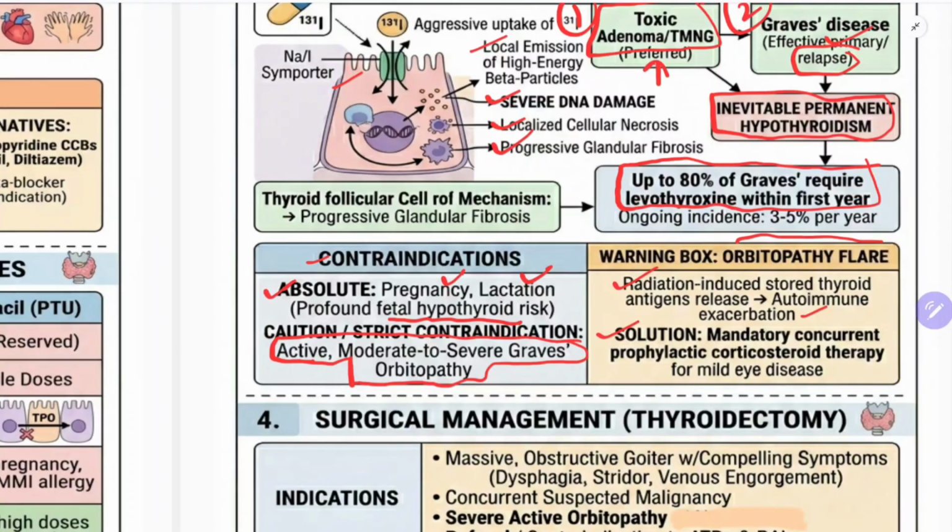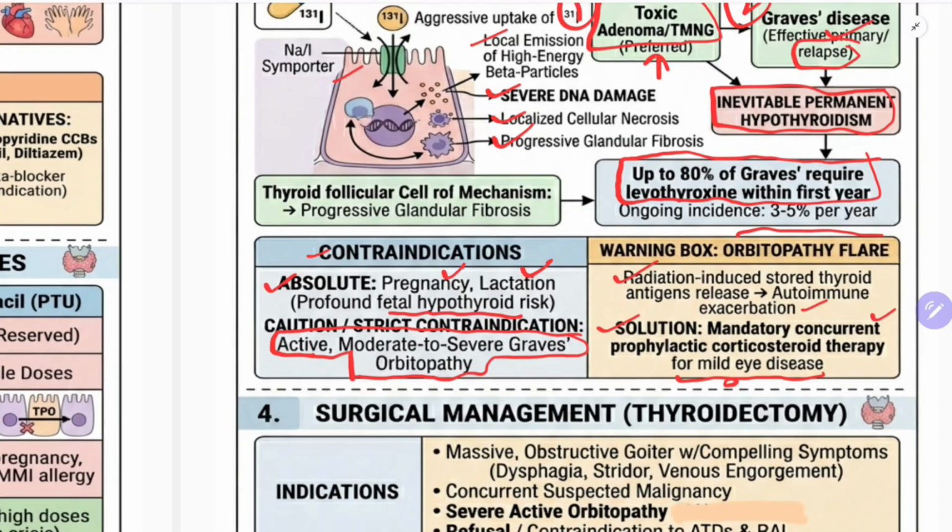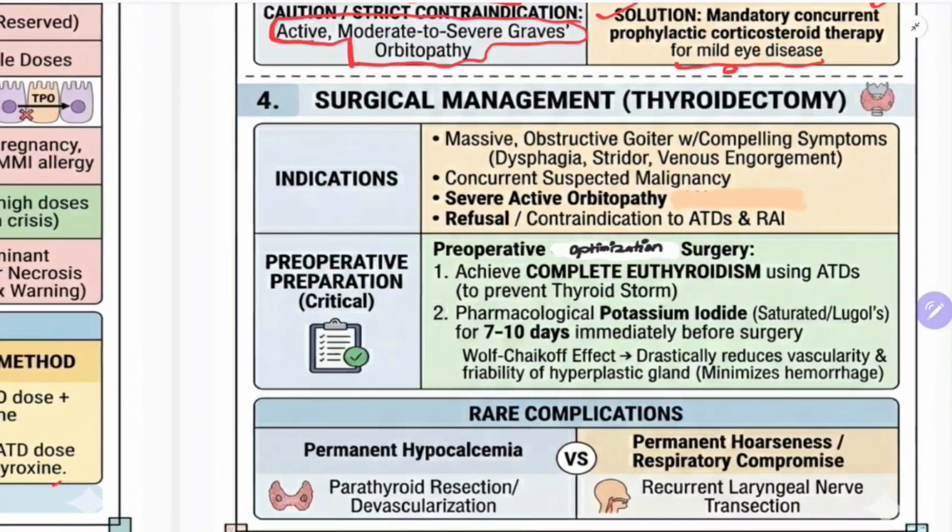For mild eye disease, one can plan for radioactive iodine therapy, provided the patient is mandatorily given concurrent prophylactic corticosteroid therapy, pulse therapy in the form of methylprednisolone 500 mg once daily for 3 days, like that. In mild eye disease, I am saying mild eye disease, along with glucocorticoids, one can undergo radioactive iodine therapy. But in case of active, moderate to severe orbitopathy, you should not give this therapy. You can plan for surgery along with antithyroid drugs. So that's the thing. The next thing is surgical management.